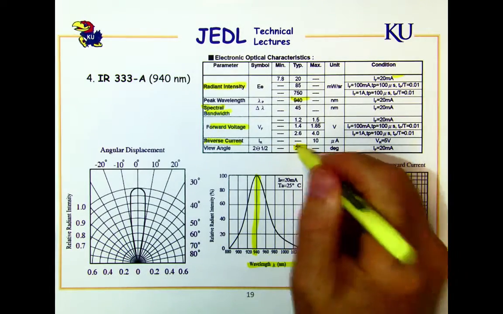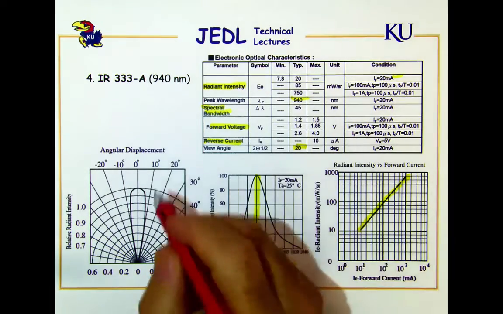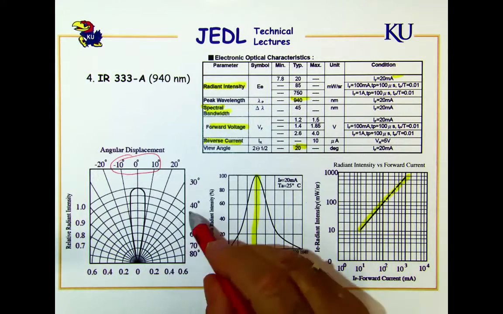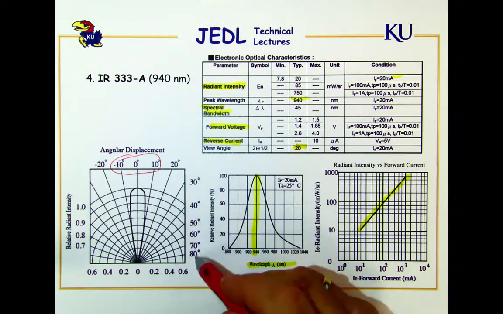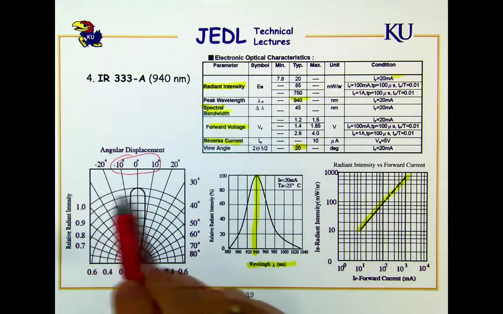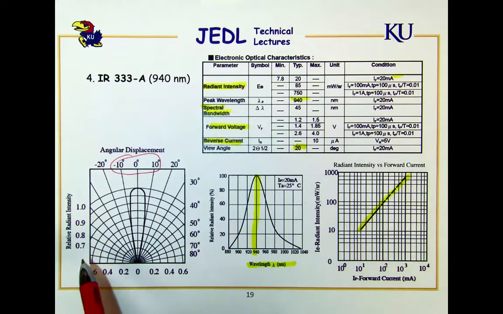The viewing angle is 20 degrees, and that's also in this chart over here. In fact, if you look at this chart off to the left, it says that it has a typical viewing angle of 20 degrees. That's going to span between plus and minus 10 degrees like that. If you look at these radial lines that go out like that, these are the numbers that pertain to that. And then if you look at these intensity lines that go around in a circular fashion, that's the radiant intensity.